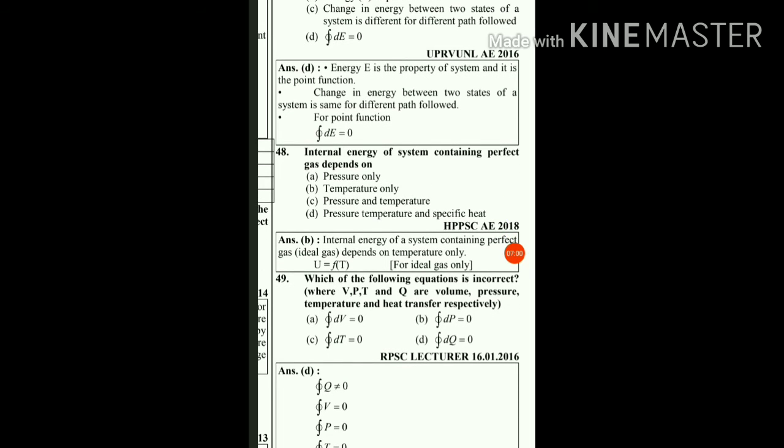The next question is: internal energy of a system containing a perfect gas depends upon what? Earlier I have told you also that the internal energy is a function of temperature, and the change in internal energy is nothing but m c dT. So it depends upon the temperature of a gas or a system.